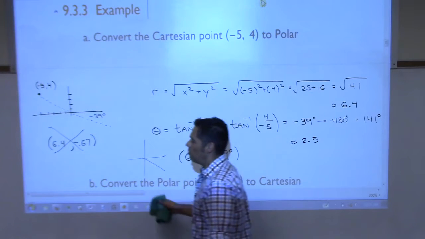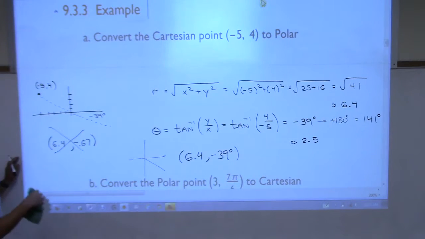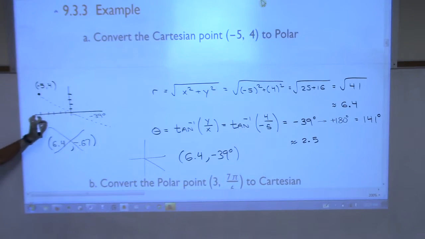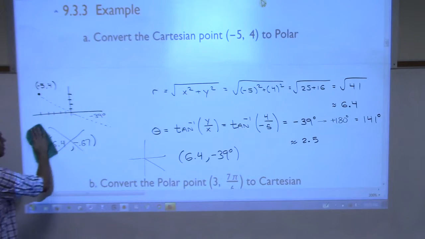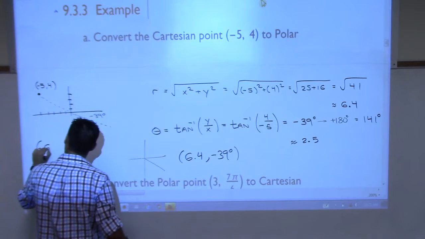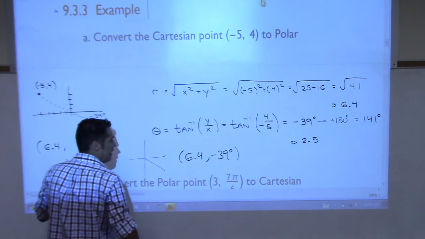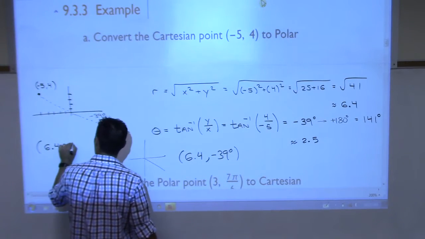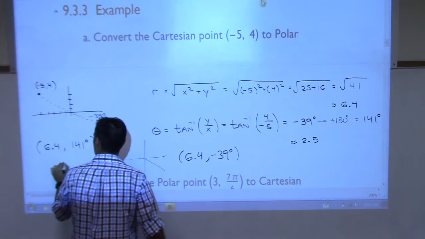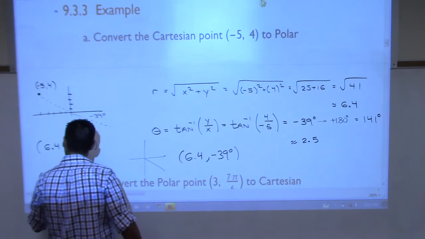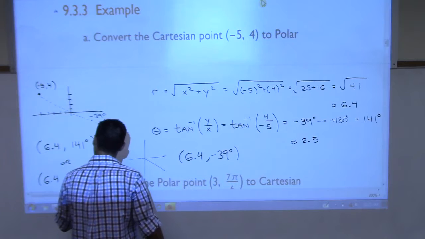Like I said, I wanted to try and trick you on that first one. That's why I think it's important for you to put the point, draw it, make sure you know what quadrant you're in, and then when you get your answer, 6.4 and then 141 degrees, or 6.4 and then 2.5.